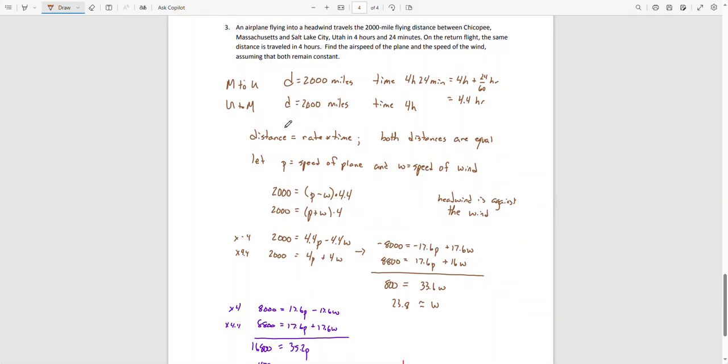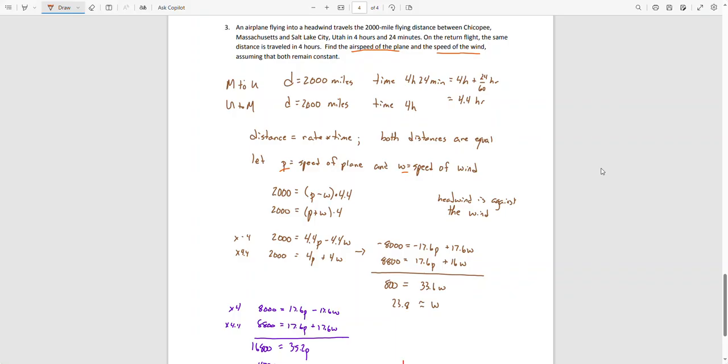We know distance equals rate times time, right? If I go 60 miles per hour for 2 hours, I've traveled 120 miles. So I know both distances are equal. I need to find the airspeed of the plane and the speed of the wind. So let's define those here. Let P be the speed of the plane and W be the speed of the wind.